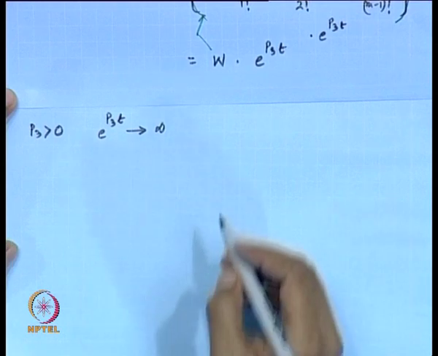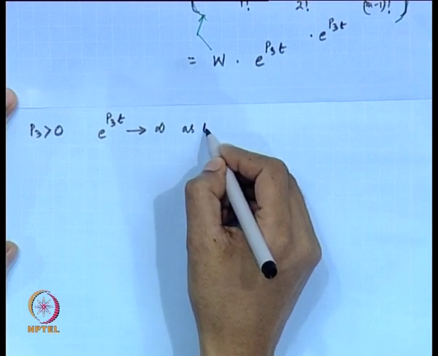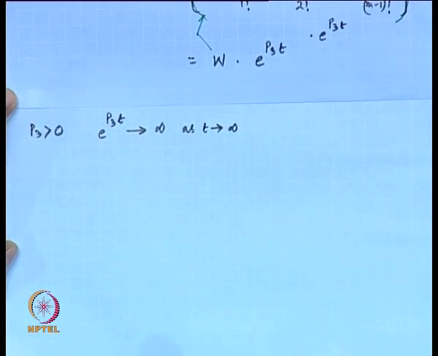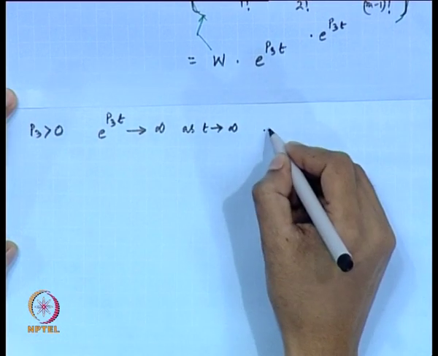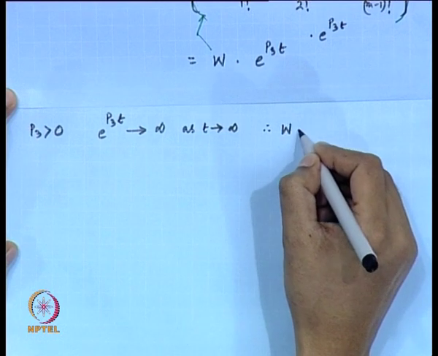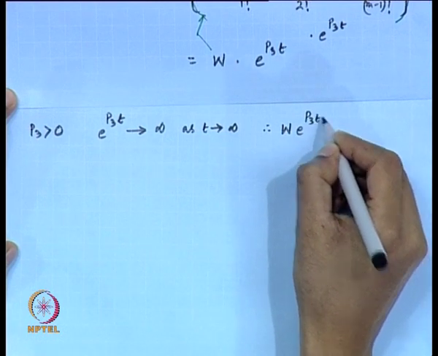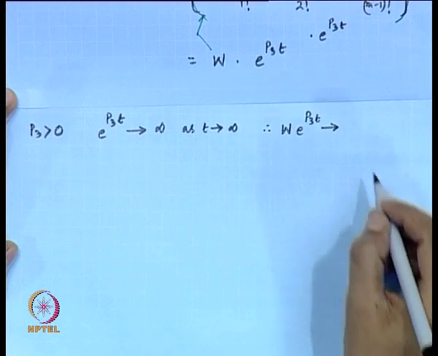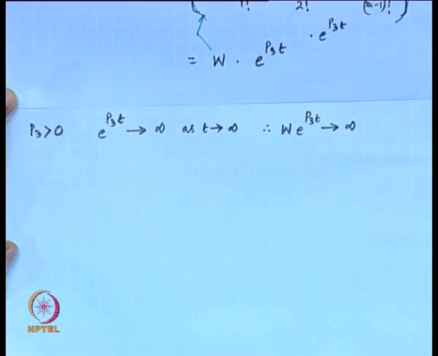Agree? As t tends to infinity, what about W multiplied by e to the power P 3 t? It tends to infinity. That means, again, there is an instability problem, because the system response is going to infinity.